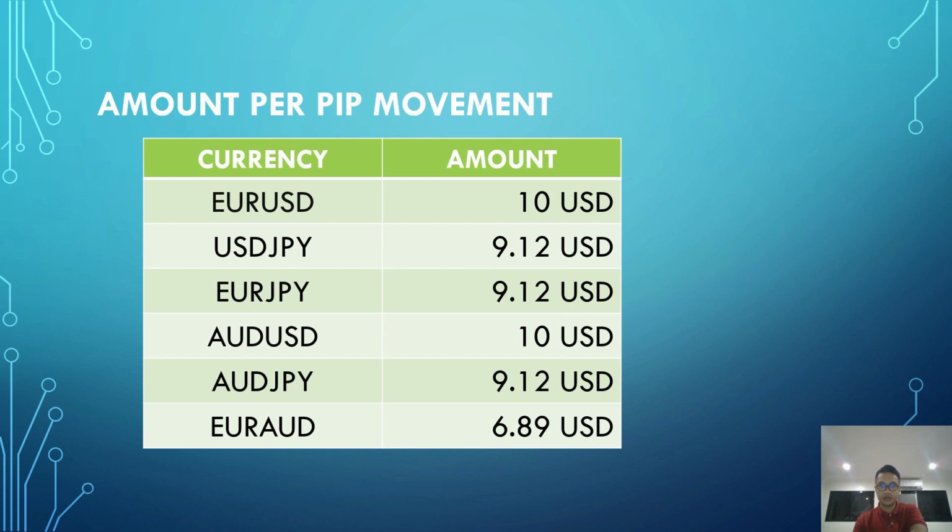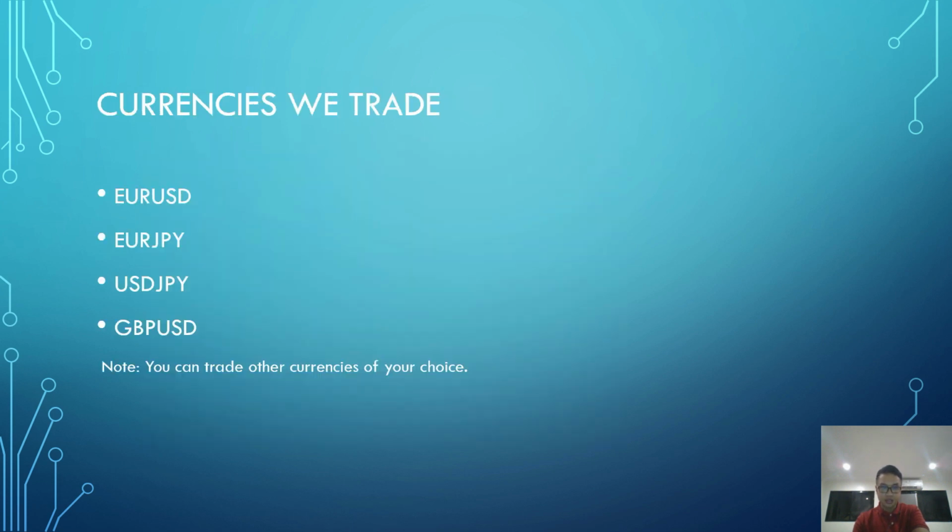So amount per pip movement, every currency, the pip movement is different. So for example, for Euro USD, 10 USD, for USD JPY, 9.12, Euro JPY, 9.12. These are just examples. If you want to search how to compute this, there are calculators or tables on the internet where you can see how much is the movement per pip for every currency pair. The currencies that we trade are Euro USD, Euro JPY, USD JPY, and GBP USD. But you can trade other currencies of your choice. It's really up to you.